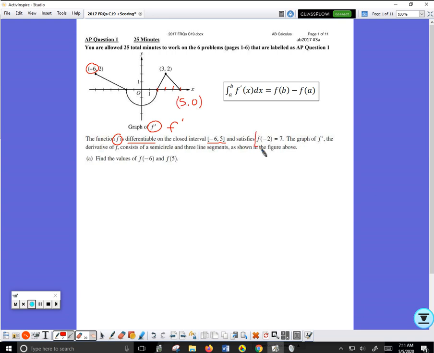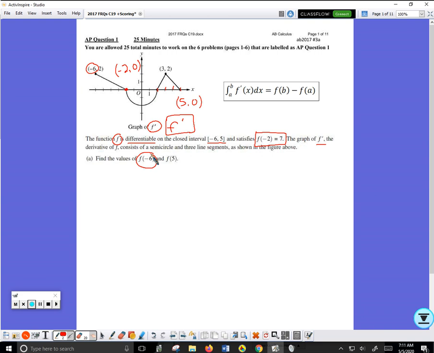And I have f of -2 is equal to 7. Now, again, got to make sure I keep track that this is f prime. So this value, f of -2 equals 7, is not on this graph. Right here, when x is equal to -2, on the f prime graph, the x-coordinate is 0. So this is f of -2, f of -2 is 7. Graph of f prime, the derivative of f, consists of a semicircle, 3 line segments. Okay, good. Find the values of f of -6.